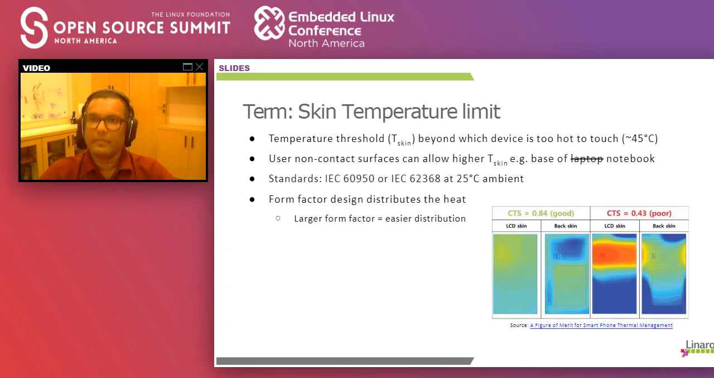The next term is the skin temperature, also known as T-skin. So this is a temperature that is perceived by the user to feel too hot. So when you actually hold a mobile device or a tablet or even a netbook or a laptop, this is the temperature at which point you start to feel that the thing is too hot in my hands. You've probably already experienced this when you're trying to run a video or play a game for any length of time and you see the back cover of your phone or a tablet heating up.